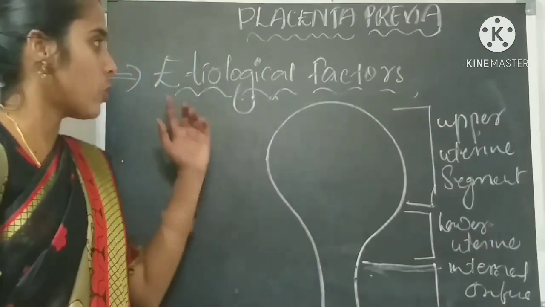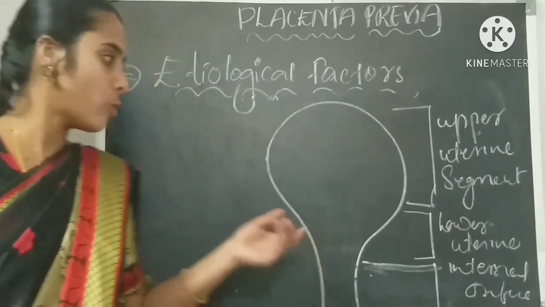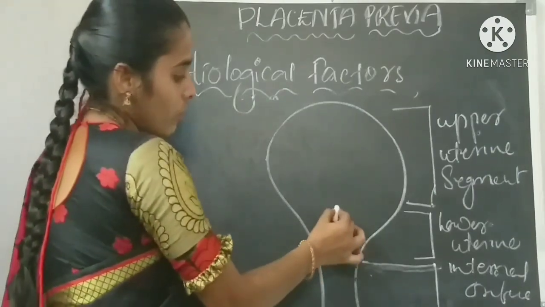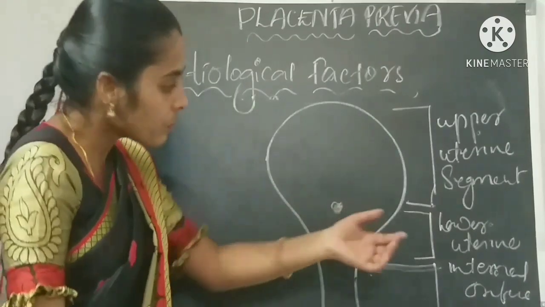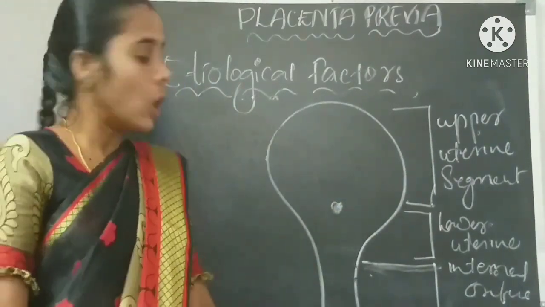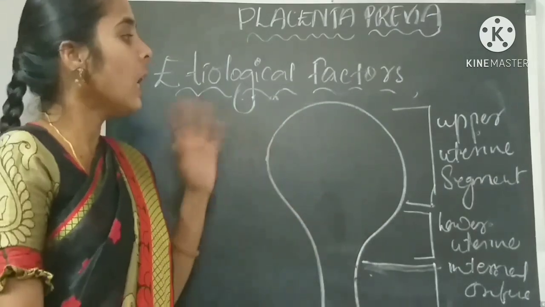Next we will see the etiological factors. In the etiological factors, if the fertilized ovum drops in the lower uterine segment, that is here, the implantation of the placenta will also take place in the lower uterine segment. Normally the ovum gets implanted in the endometrium.